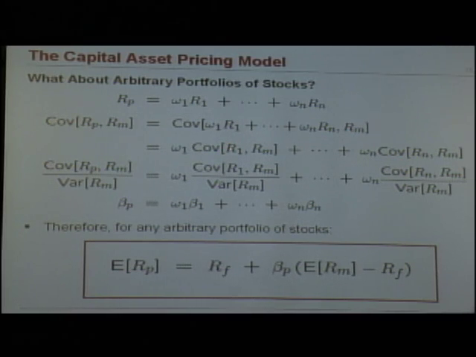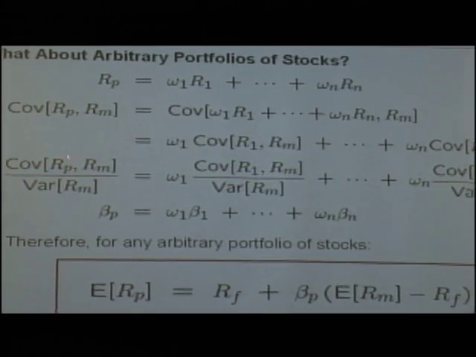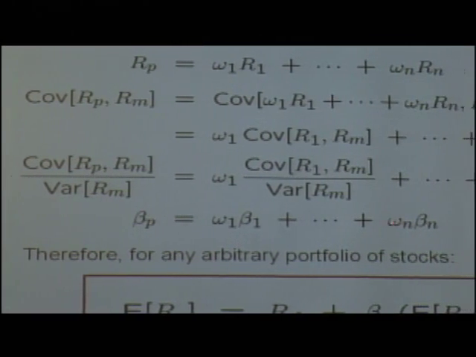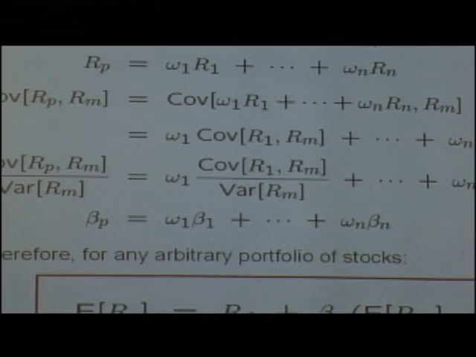And therefore, when I divide both sides by the variance of the market, I get something pretty neat, which is that the beta of my portfolio, where beta is defined as the covariance between the portfolio and the market divided by the variance, the beta of the portfolio is just equal to the weighted average of the betas of my component securities.